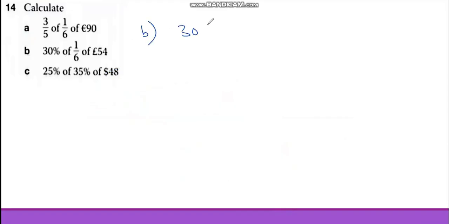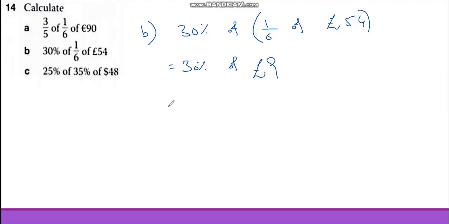That is 30% of 1/6 of 54 pounds. So first I can find 1/6 of 54. So I can write 30% of 1/6 of 54 will be definitely 9 over there. It means 9 pounds. So now I can find 30% of 9. So for 30% of 9, I can multiply 30 out of 100 times 9. That will be 2.70 pounds. So I'm leaving the last part for you.